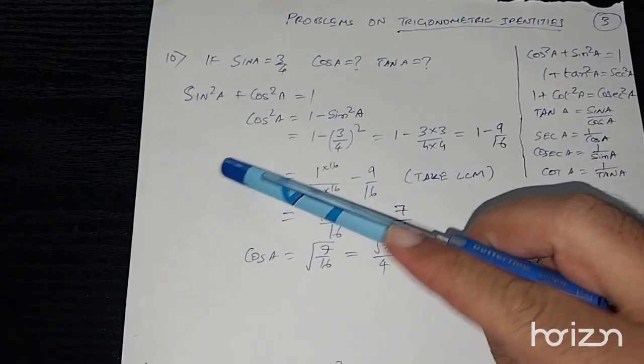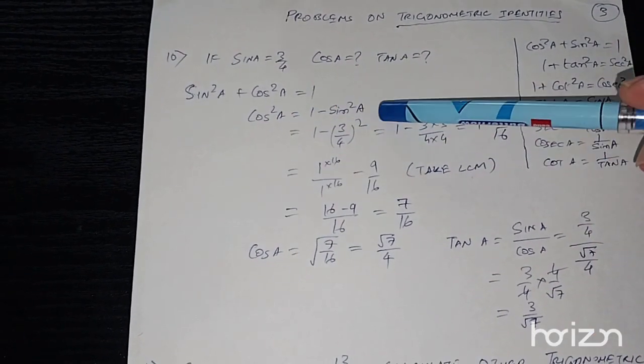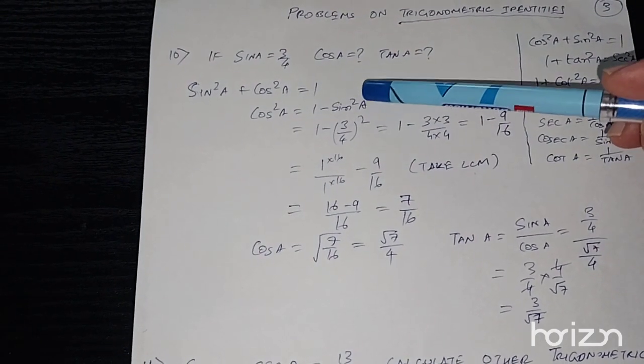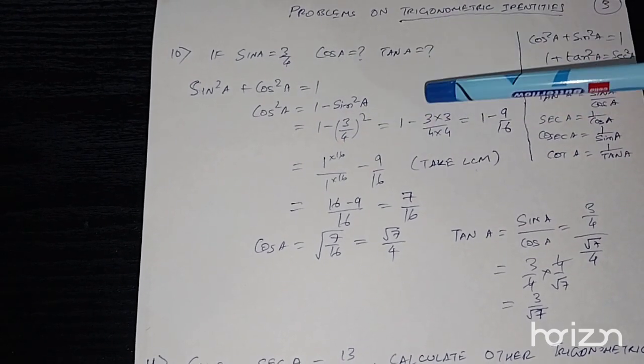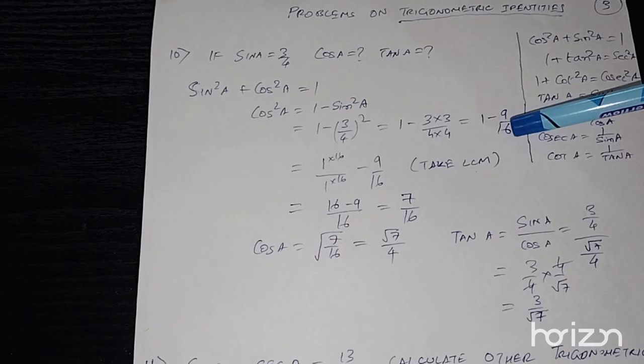Okay, so we know that sin squared a plus cos squared a equal to 1. So cos squared a is equal to 1 minus sin squared a, right? Sin a is given to be 3 by 4. So sin squared a is nothing but 3 by 4 whole squared. Okay, so that is 3 3s are 9, 4 4s are 16, 1 minus 9 by 16.